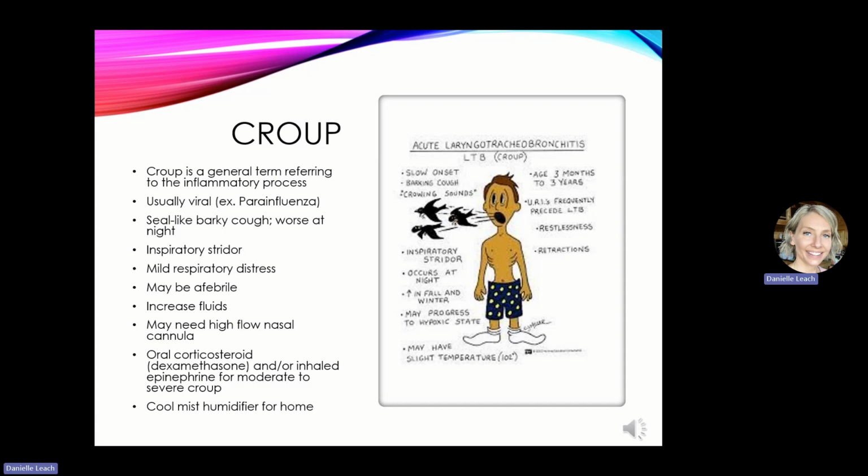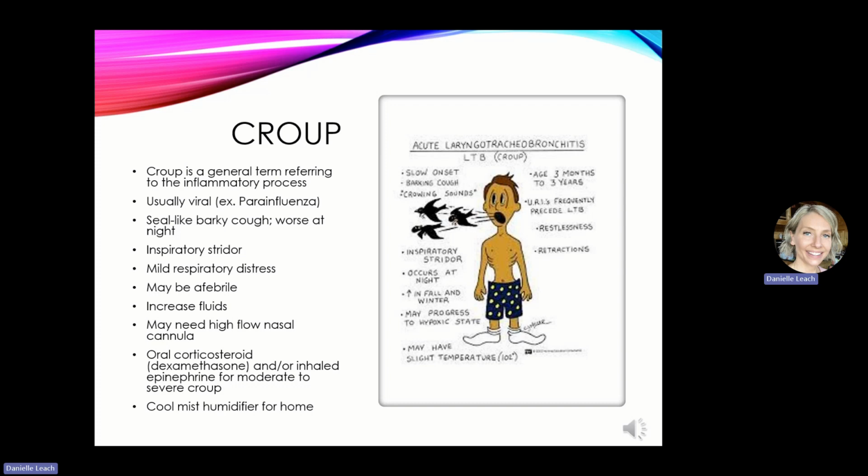One of the hallmarks of croup is the cough. It's a seal-like barky cough. It literally sounds just like a seal, and it's usually worse at night. So they may not even be coughing through the day, or just very mildly, but once you get to nighttime, they're coughing all night long. It's usually worse also in the winter months.